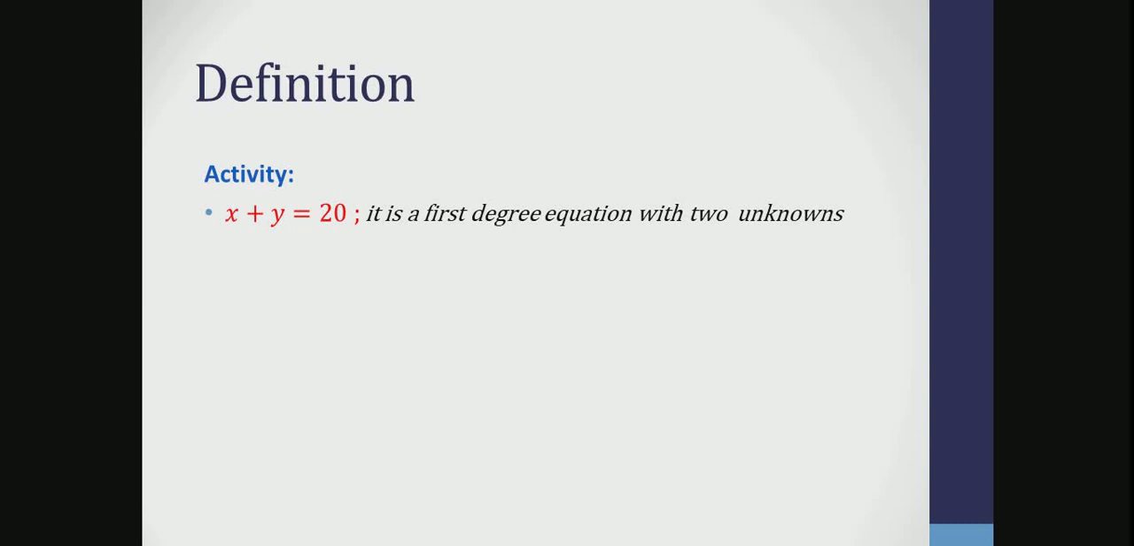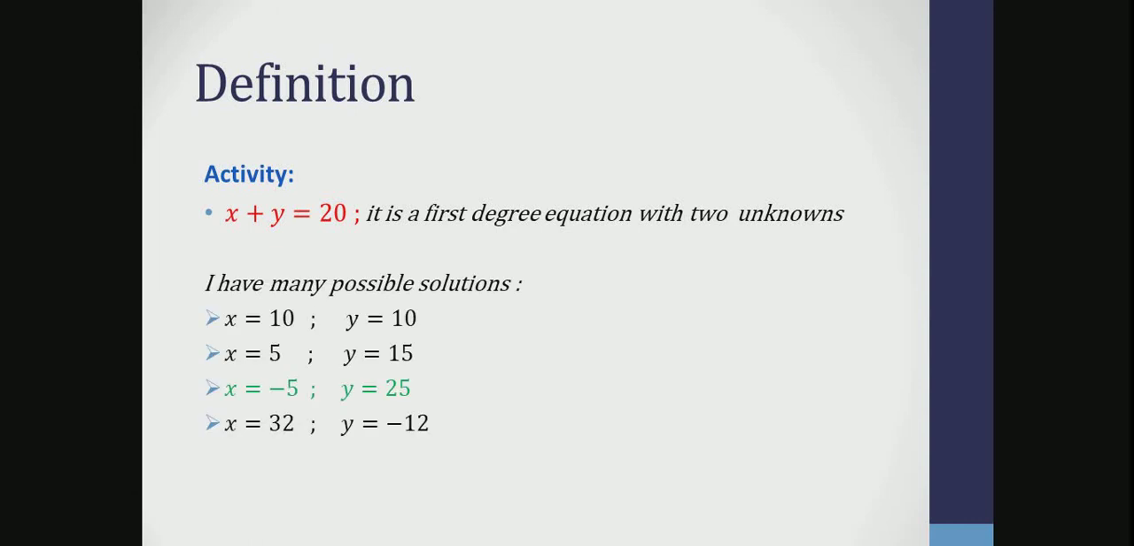Well, you will give me many answers, many possible solutions. For example, 10 plus 10 is 20. 5 plus 15 is 20. Minus 5 plus 25 is 20. Infinite number of solutions. Which one is the correct one? All of them are correct. I cannot decide from just one equation which x is correct and which y is correct.